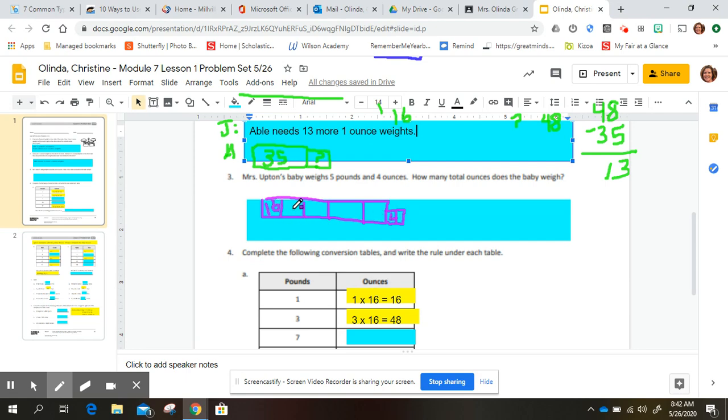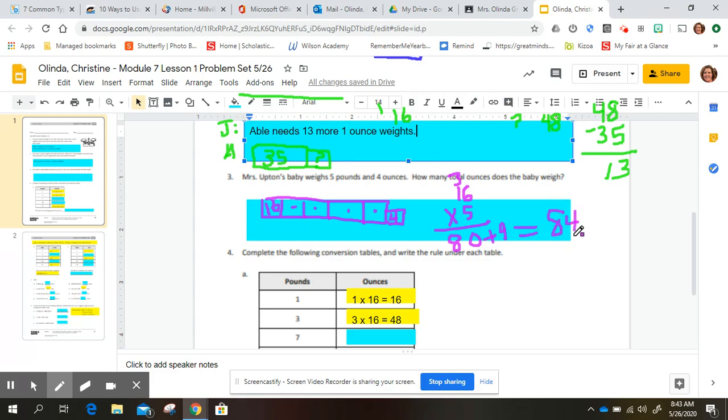So I need 16 plus 16 plus 16 plus 16 plus 16 plus 4. I could do 16 times 5 to make that easier, because 5 pounds, or there's 5 boxes in the tape diagram. This is a 16, this is a 16. They're all 16s. So 5 times 6 is 30. And then 80 plus, and then I have that small 4 here. So 80 plus 4 would be 84.